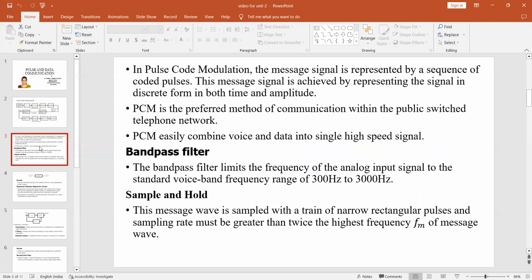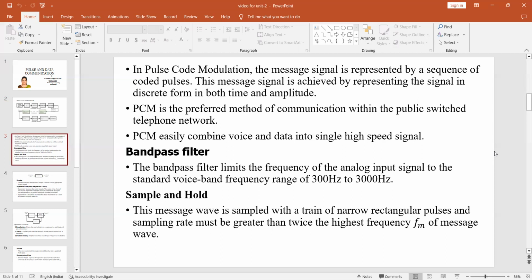In pulse code modulation, the message signal is represented by a sequence of coded pulses. This is achieved by representing a signal in a discrete form, both in time and in amplitude. So first of all, the analog signal is converted into a discrete form. This PCM is widely used in the public switched network, and it is very helpful in combining voice and data into a single high speed signal.